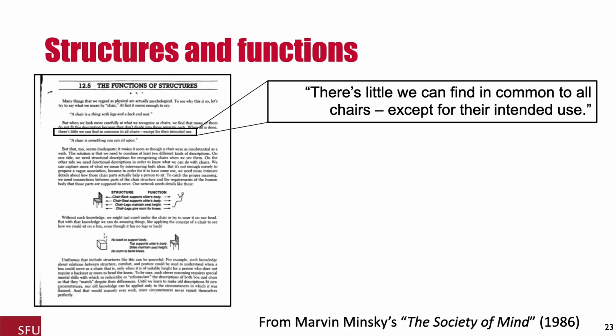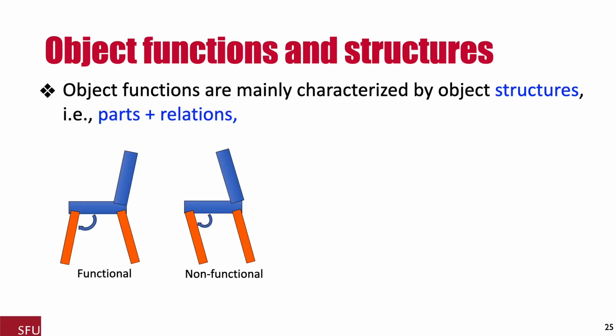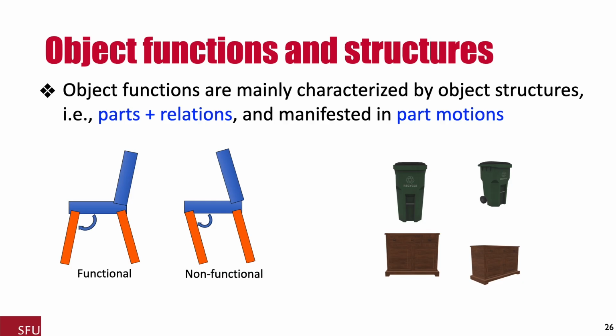And then, indeed, there was this quote, and right after that, Minsky emphasized the importance of having structure descriptors and function descriptors for objects. And these two are actually strongly tied as well, because we care about how we do things, not just how things look and how they are visualized. So objects, functions, and structures are related because functions are predominantly performed by the parts, and the relations between the parts actually matter for function.